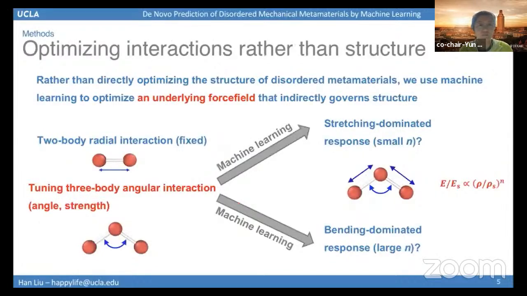Rather than directly optimizing the structure of disordered metamaterials, we use machine learning to optimize an underlying force field that indirectly governs structure. Here, I select a three-body force field where the two-body radial interaction is fixed. I investigate the influence of three-body angular interactions on the structure and property of the disordered network. As a primary goal, I expect machine learning would predict an optimal force field that produces disordered metastructures exhibiting small density stiffness scaling exponent n.